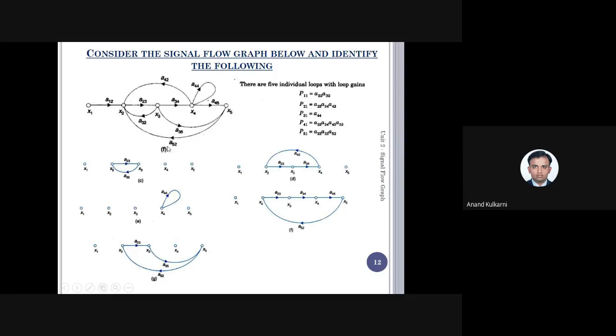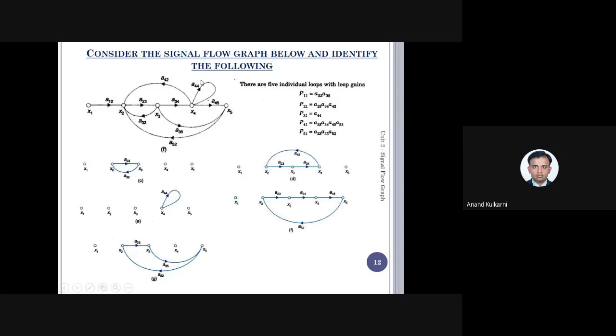Then what is the second loop? The second loop is this: from 2 to 3, 3 to 4, and from 4 to 2. How to identify this? 2 to 3 means from point number 2 it is going to 3. 3 to 4 means it is going from 3 to 4. And 4 to 2 means from 4 it is returning to 2. So just observe here: 2 to 3, 3 to 4, and 4 to 2. So this is the second loop.